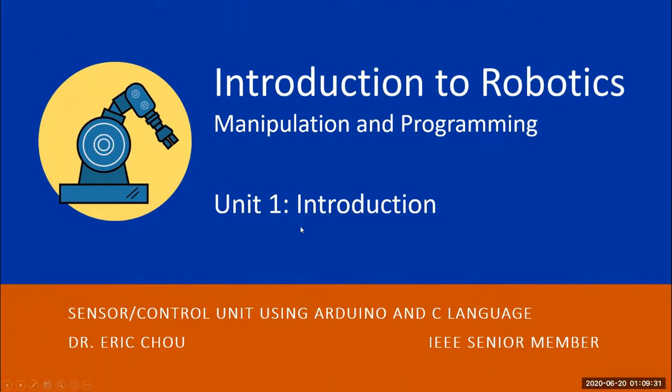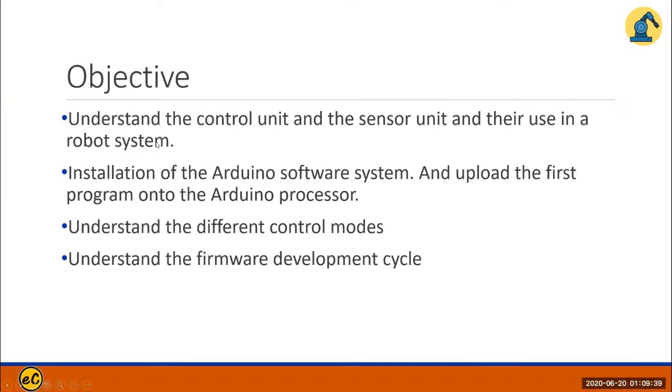Welcome to Unit 1 Introduction. Sensor Control Unit using Arduino and C language. Objective: understand the control unit and the sensor unit and their use in a robot system. Installation of Arduino software system and upload the first program onto the Arduino processor.